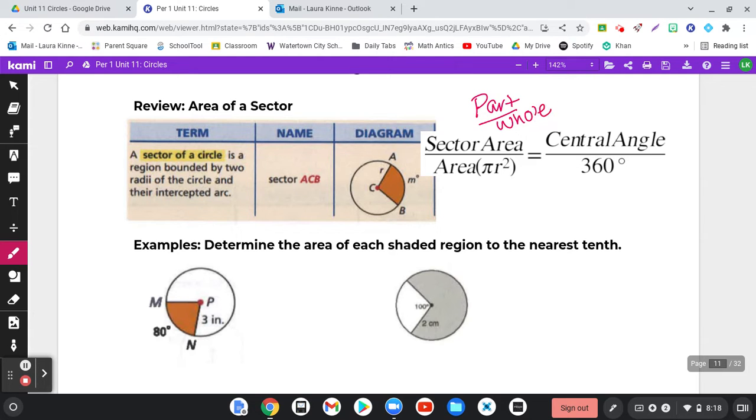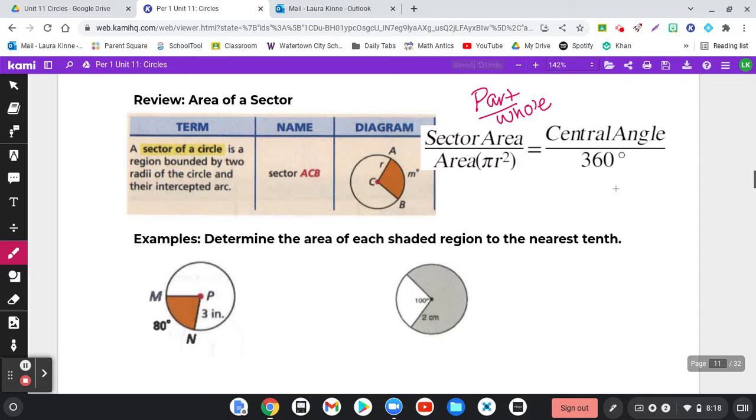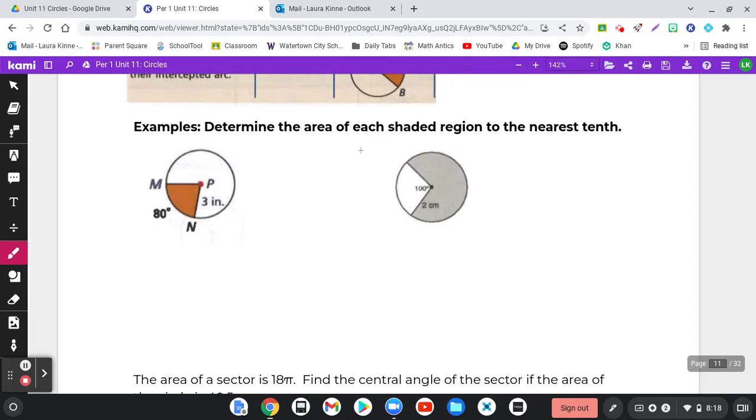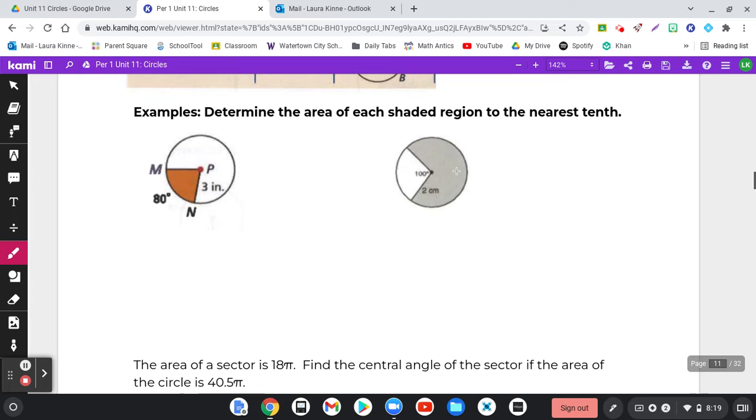When you're working on this, think part over whole. You're looking for the part, which is the sector area, over the whole area, pi r squared, equals your central angle over 360, part over whole. Determine the area of each shaded region to the nearest tenth.